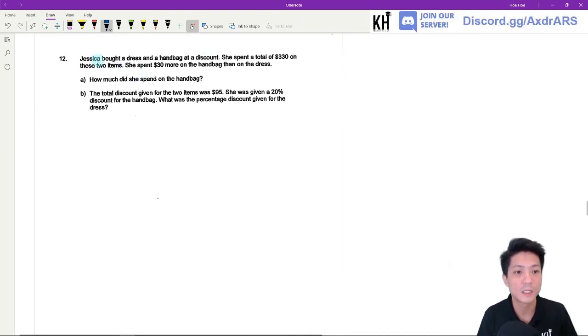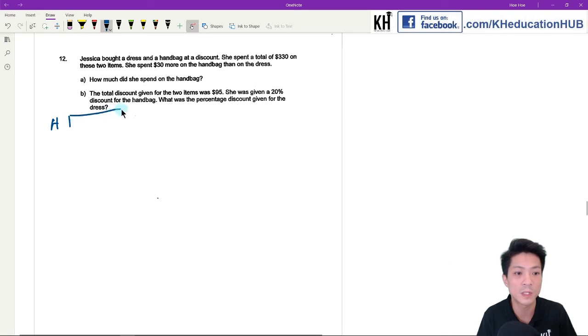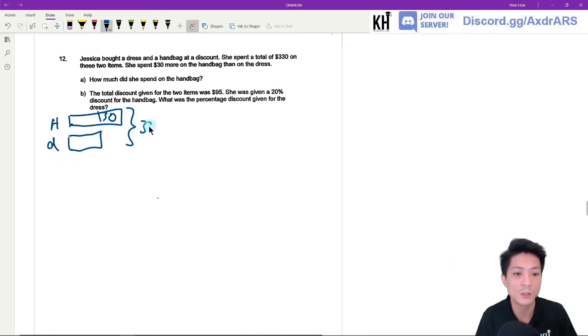Question 12. Jessica bought a dress and a handbag at a discount. She spent a total of $330 on these two items. She spent $30 more on the handbag than on the dress. So part A, how much did she spend on the handbag? Okay, so for part A, if you draw a simple model for the handbag, she spent $30 more on the handbag, right? Okay, and which means that the dress would be like this. Total would be 330.